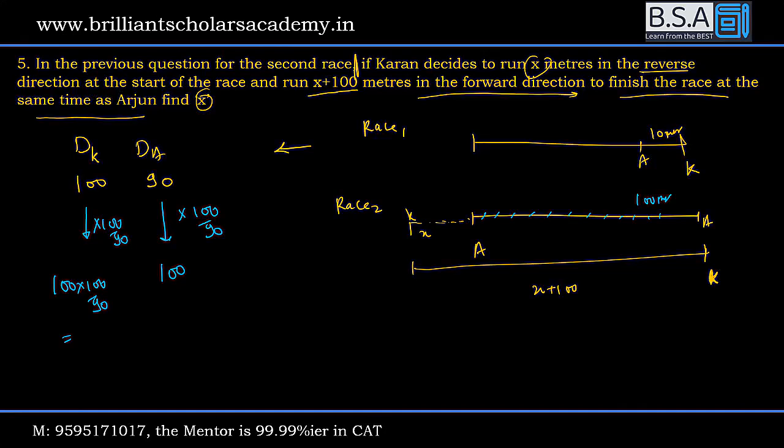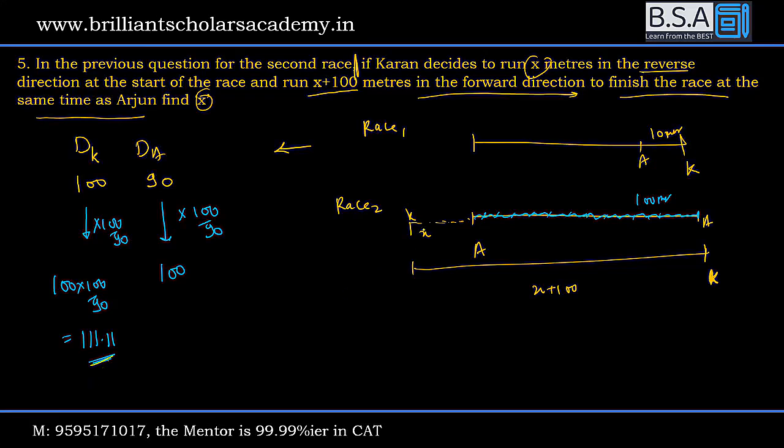100 into 100 by 90. That is 111.11. इतना distance भागा करण ने. Listen to the language. The amount of time Arjun will take to complete this, in that much amount of time, Karan has traveled 111.11 meters.